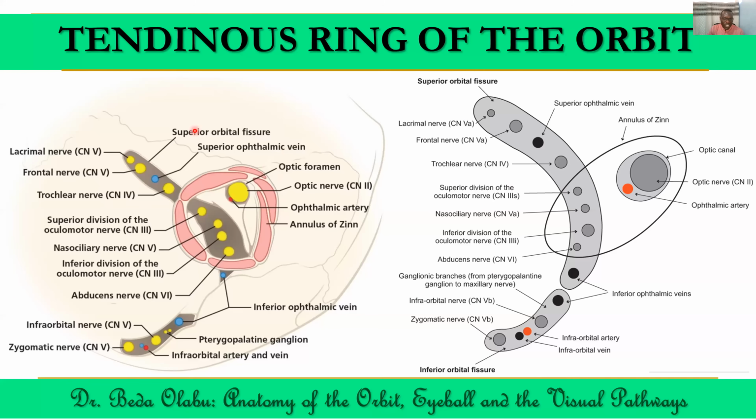Okay, so this is just a repetition of what I've already told you. You can look at it slowly and try to appreciate the anatomy of the orbital apex and how the tendinous ring relates to this region of the orbital apex, so that you're able to capture which structures are within the ring and which structures are outside the ring.